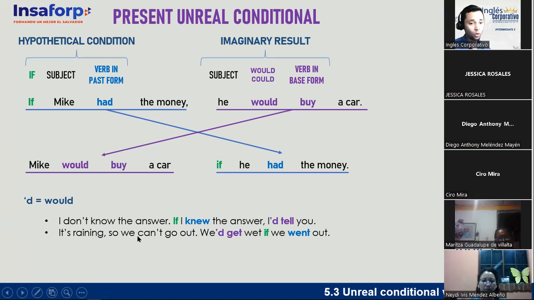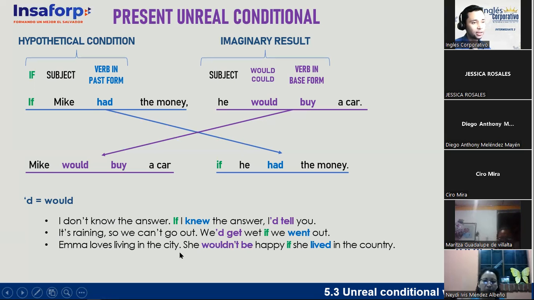It's raining, so we can't go out. We'd get wet if we went out. We'd get means we would get. Está lloviendo, no podemos salir. Nos mojaríamos si saliéramos. Emma loves living in the city. She wouldn't be happy if she lived in the country. Ella no sería feliz si viviera en el campo.